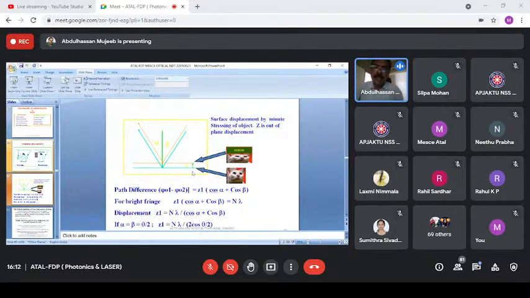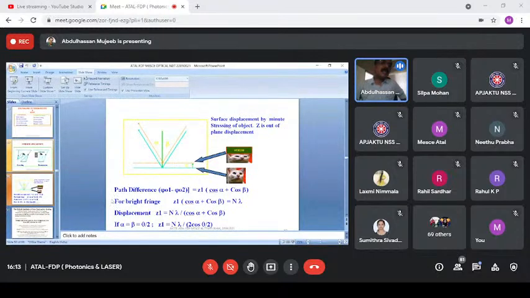Remember, this minute loading will not affect the object. Don't misunderstand that this will destruct the object. No, this loading is very, very minute, because it only has to shift the fringe, that's all. It has to shift the fringe by lambda by 2, or a small interference change, or we can say a small phase shift. So this is the technique of holographic non-destructive testing.